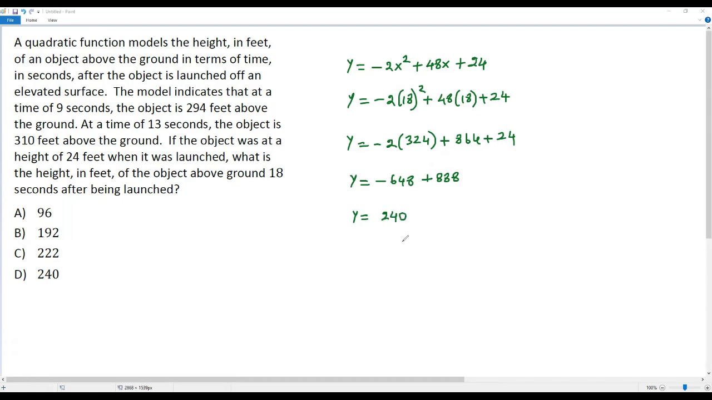Here I got the value of y when x equals 18. That is the height of the object 18 seconds after being launched, that is 240 feet. We find this 240 in answer choice D. The correct answer choice for this question is D.